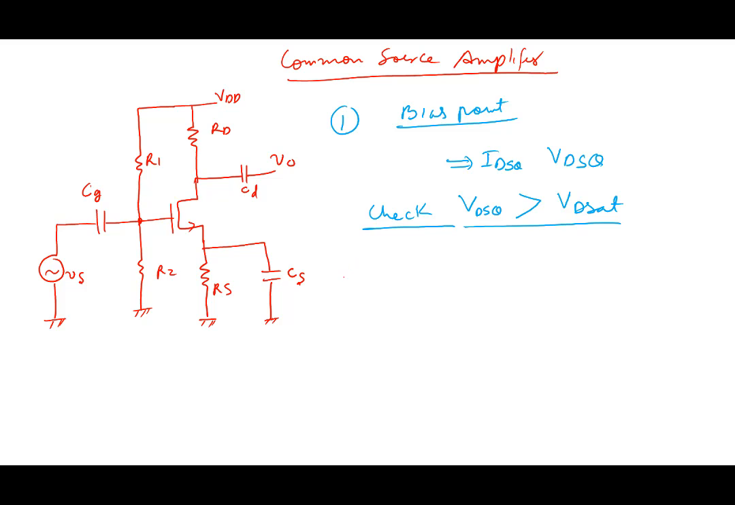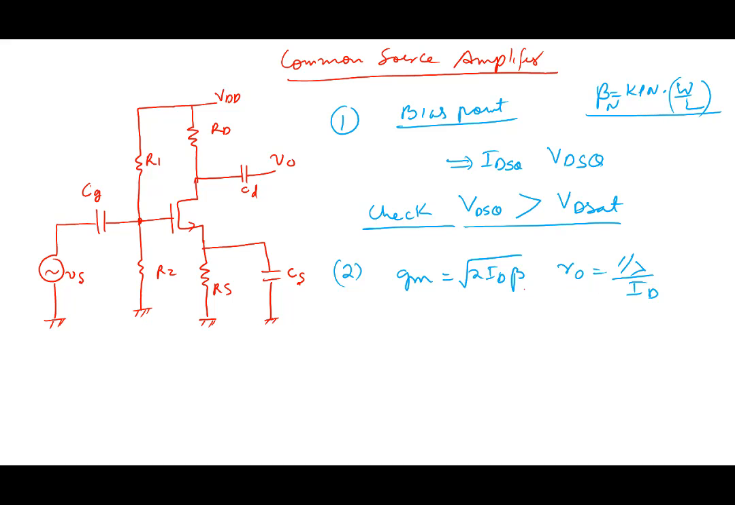Second step, step number 2, you will calculate GM, which will be square root of 2 ID beta, and you will calculate R0, which will be equal to 1 over lambda ID. But before that, calculate beta. You should know beta. Beta is KPN multiplied by W by L. So whatever W and L are given, find that out. That's equal to beta N. So you know GM and R0.